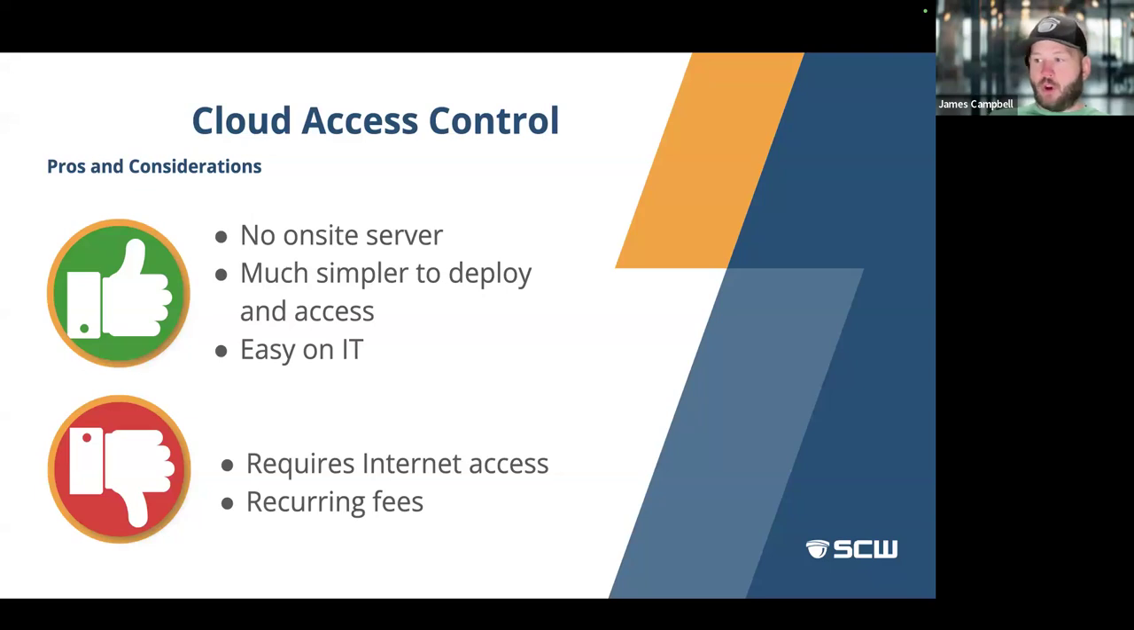So wrapping that up a little bit: cloud access control, no on-site server, easier to deploy and access, easier on IT. And the consideration with it is you need internet access, right? There's no way to air gap a cloud access control system. And then on the other side, recurring fees. There's no cloud access that does not have recurring fees that I'm aware of. Now, as I mentioned before, on-prem doesn't mean that there's no recurring fees. It just means there's more options out there without recurring fees.